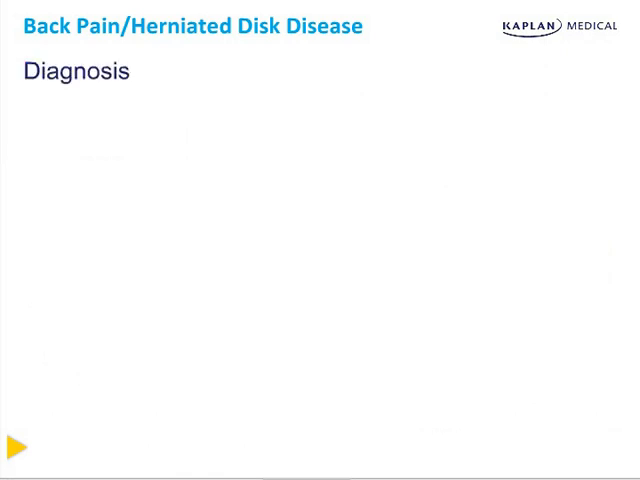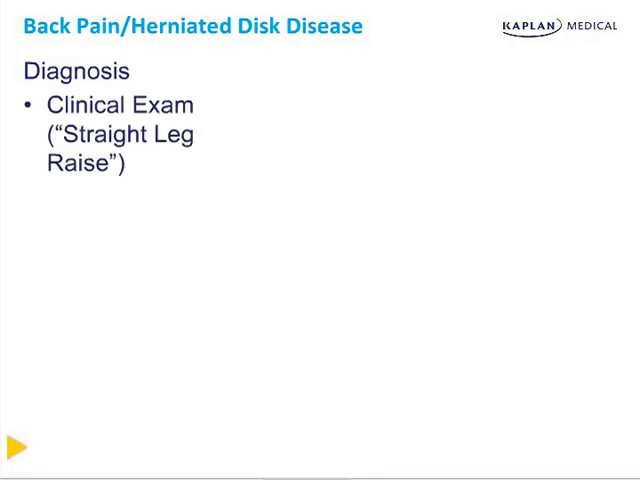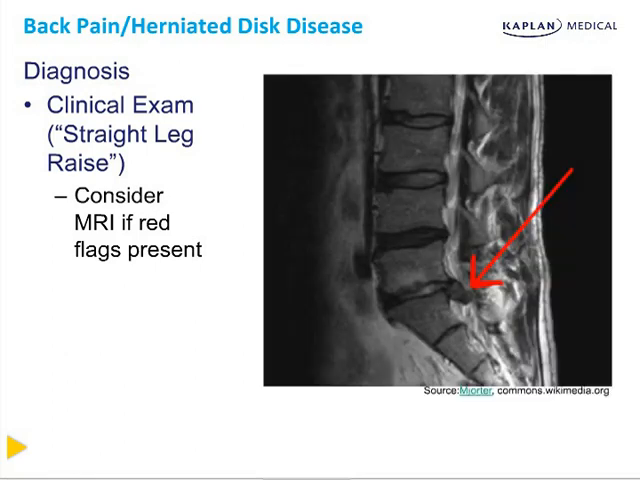Diagnosis of herniated disc disease can usually be made with a simple physical exam maneuver called the straight leg raise, in which a patient lies flat on their back and the physician raises the affected leg. If this maneuver reproduces the patient's pain, the diagnosis of herniated disc disease can be made. However, advanced imaging may be warranted in certain circumstances, which will be discussed on the next slide. And again, MRI is the imaging modality of choice.